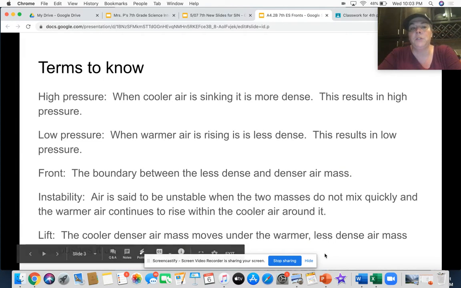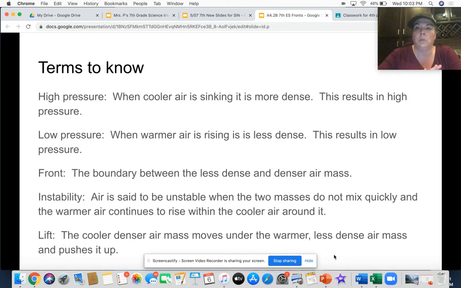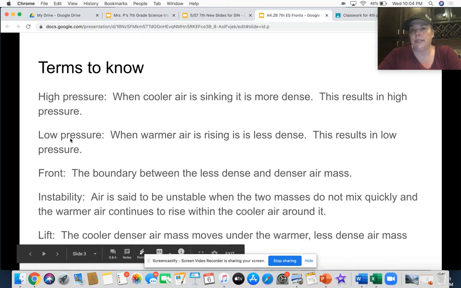All right, so we have some terms. As we go through these, we're going to expand on these more. You might not quite understand what these are yet. Don't worry about it. We can always come back to it, and we'll be coming back to it throughout the lesson. Okay, so high and low pressure. We studied this last time.